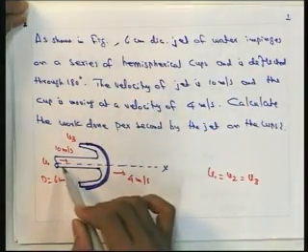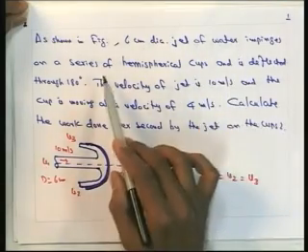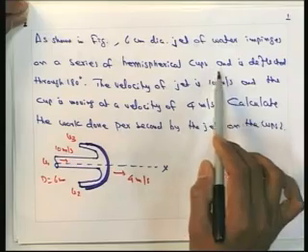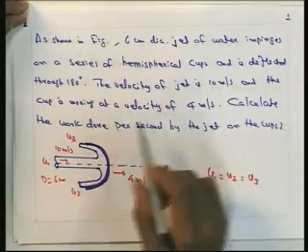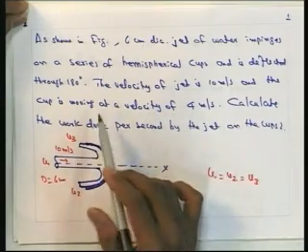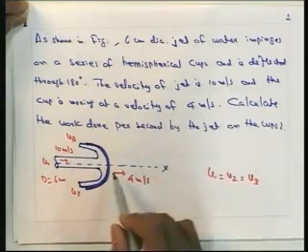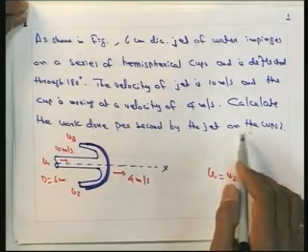So here the diameter of the jet is 6 cm. A 6 cm diameter jet of water impinges on a series of hemispherical cups and is deflected through 180 degrees. The velocity of the jet is 10 m/s, and the cup is moving at a velocity of 4 m/s in the x direction. Calculate the work done per second by the jet on the cups.